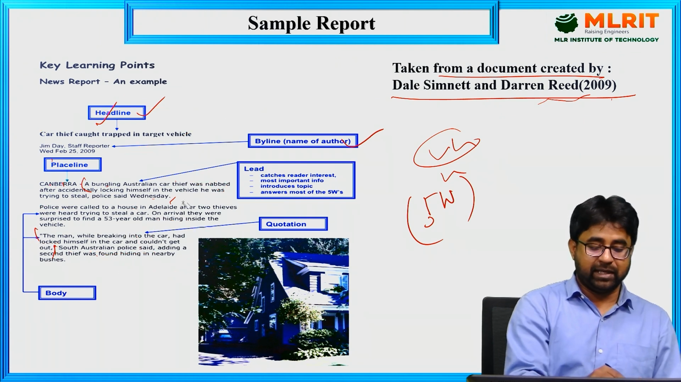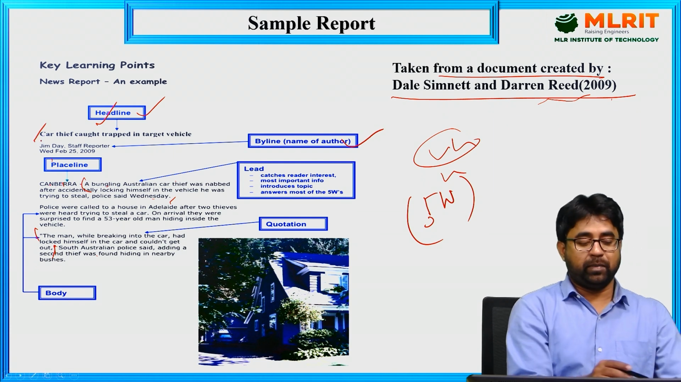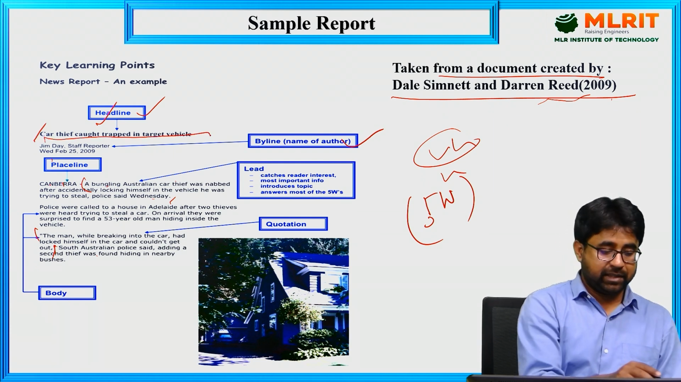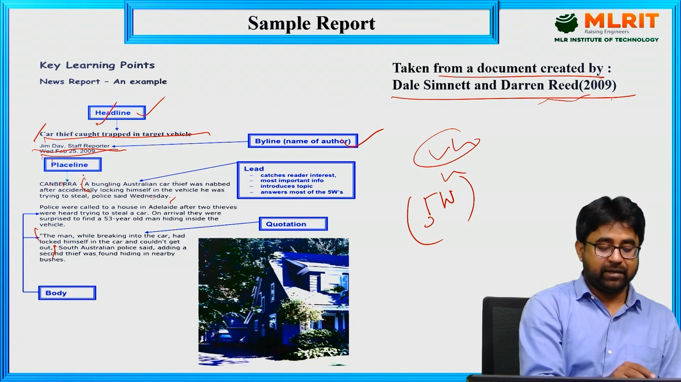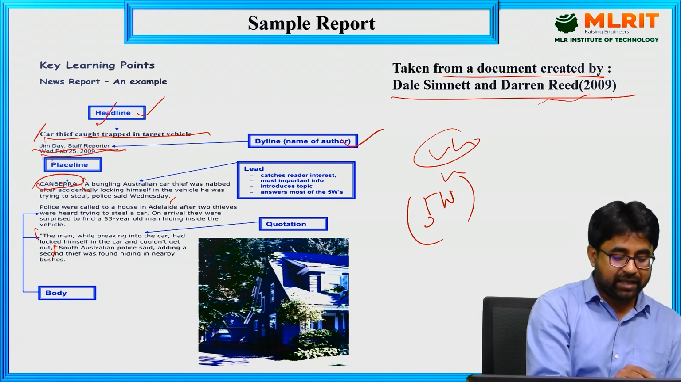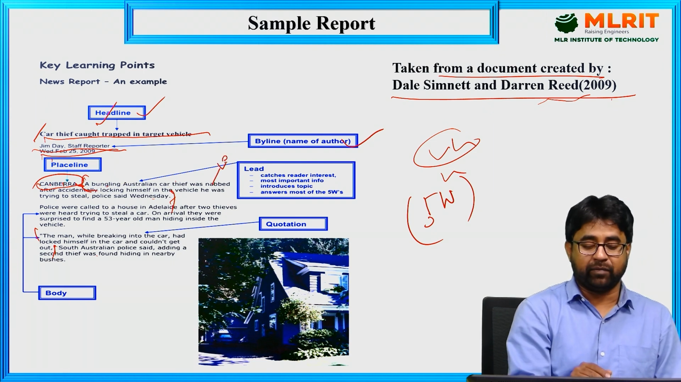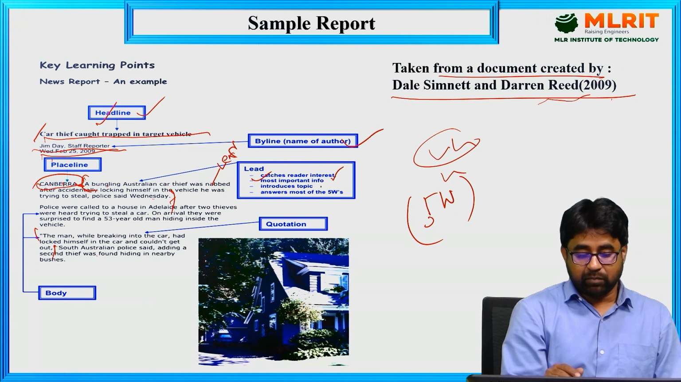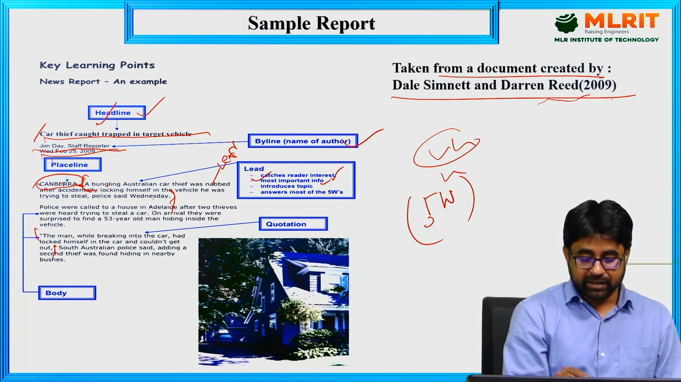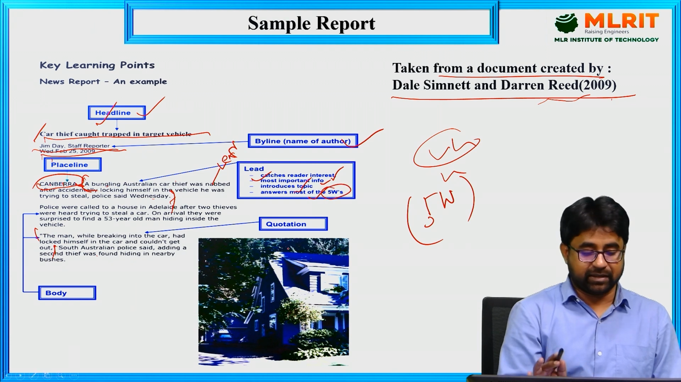See here clearly. First, the headline. You can start normally from the left side of the page. Then the staff reporter byline, then the date, then the place line here. After the place line, put a dash and start writing the first paragraph. That is called the lead paragraph. In the lead paragraph, you can see it catches reader interest. You place the most important information, introduce the topic, and answer most of the 5Ws. These are the things you are doing.